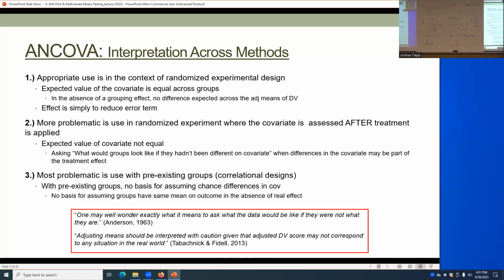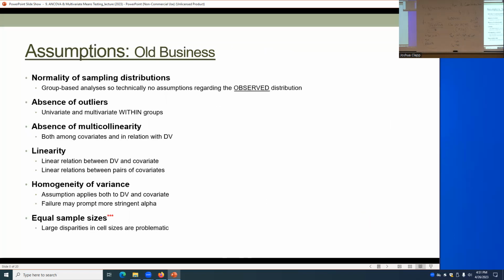Tabachnick and Fidell: adjusted means should be interpreted with caution, given that an adjusted dependent variable score may not correspond to any situation in the real world, right? So be very, very careful when you're using these analyses. Assumptions of ANCOVA: normality of sampling distributions, that's not anything new.